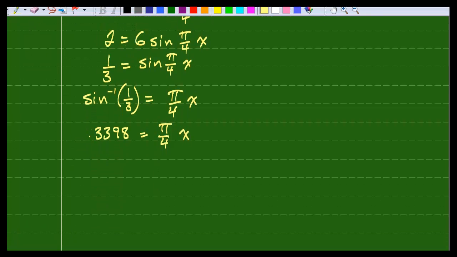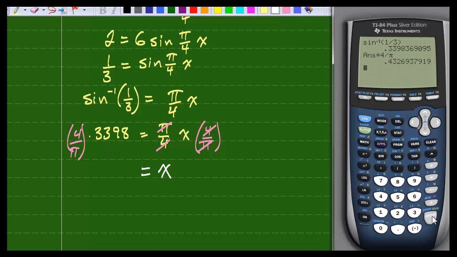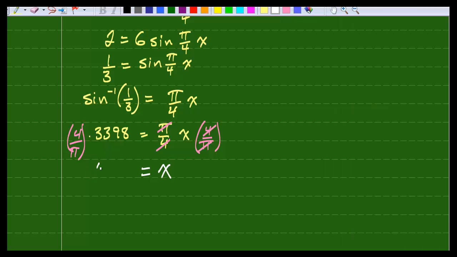Now I want to get x by itself. So how do I get rid of the pi over 4? We multiply by the reciprocal. We can divide by the fraction or multiply by the reciprocal. But whatever I do to one side, I must do to the other. So 4 and 4 cancel out, pi and pi cancel out, and that leaves us with x. 4 times 0.3398 divided by pi, we can do with the calculator, equals 0.4327. So that's what x is.